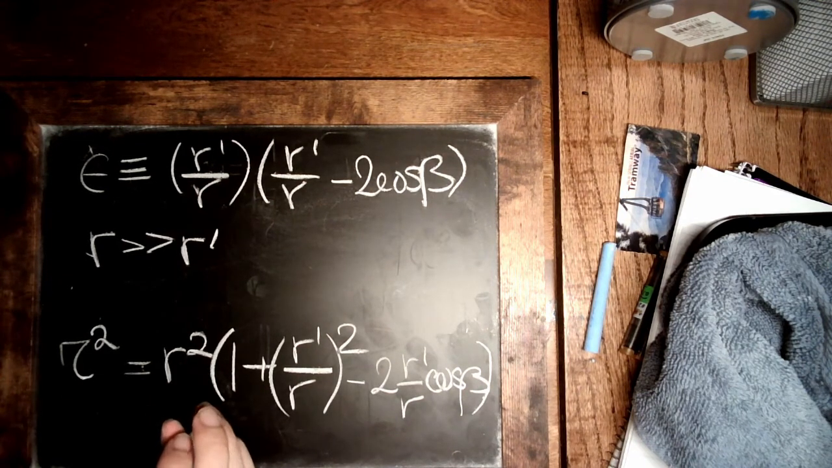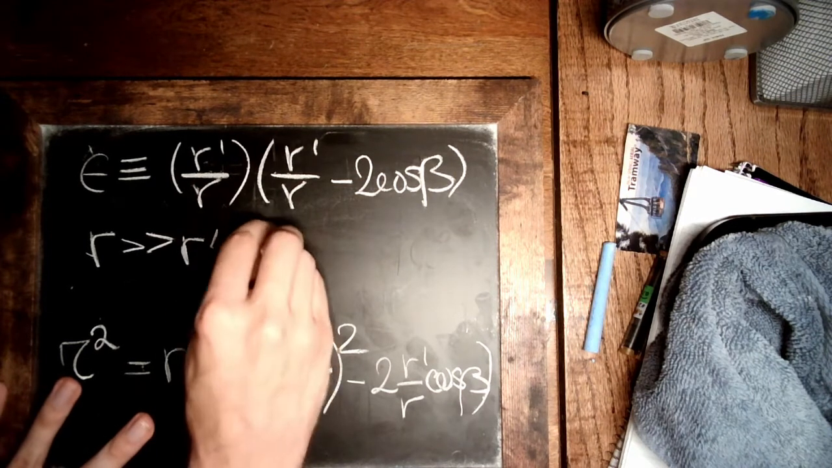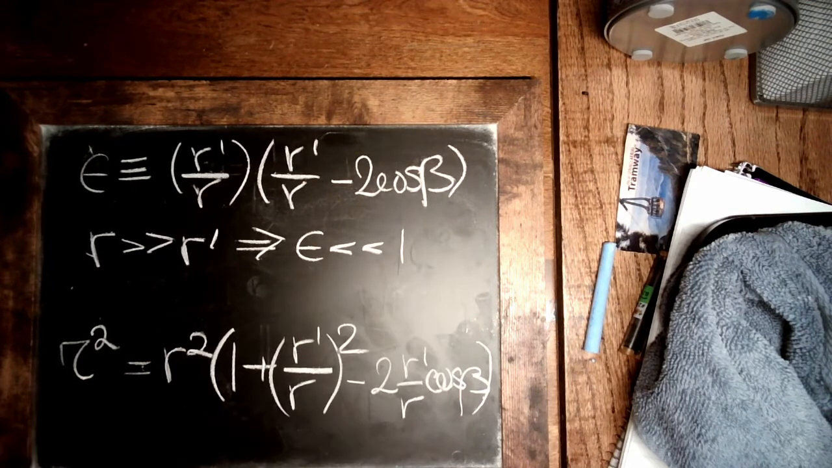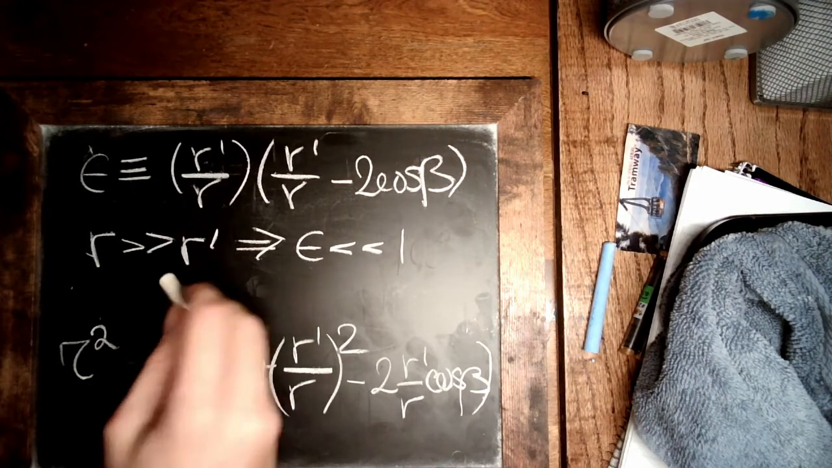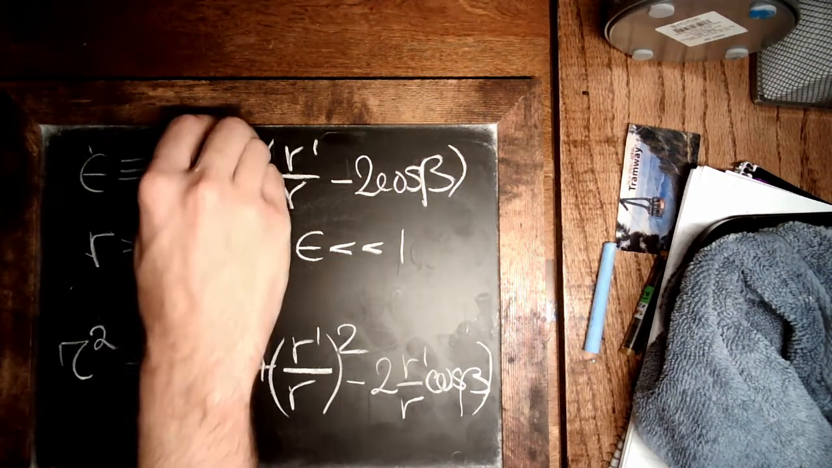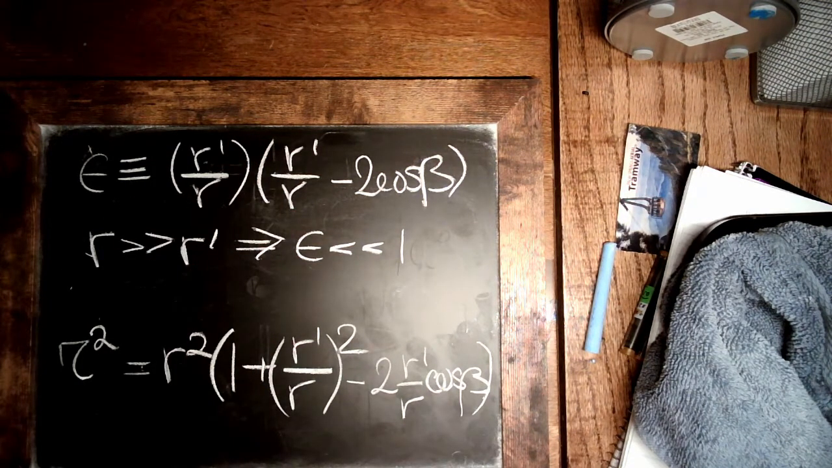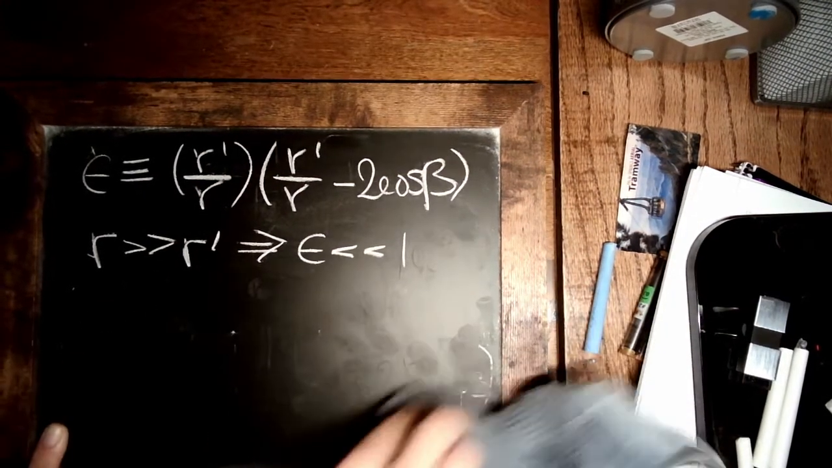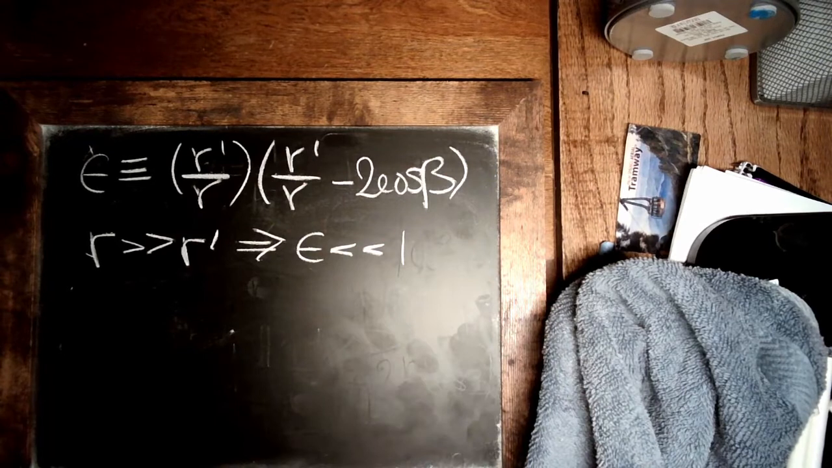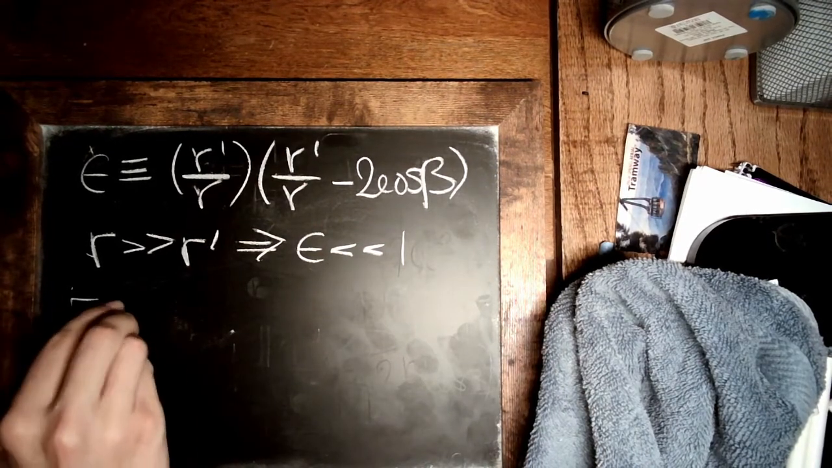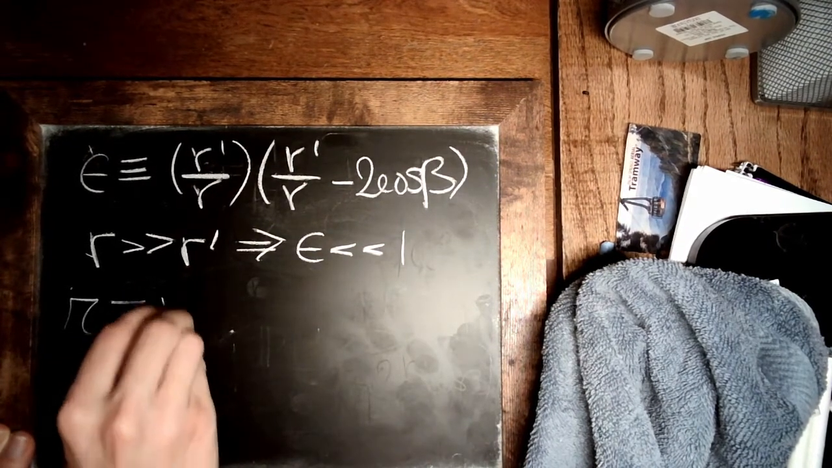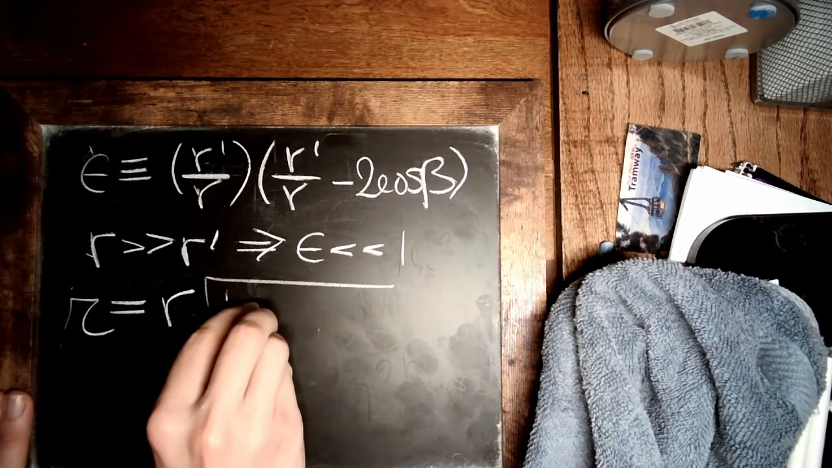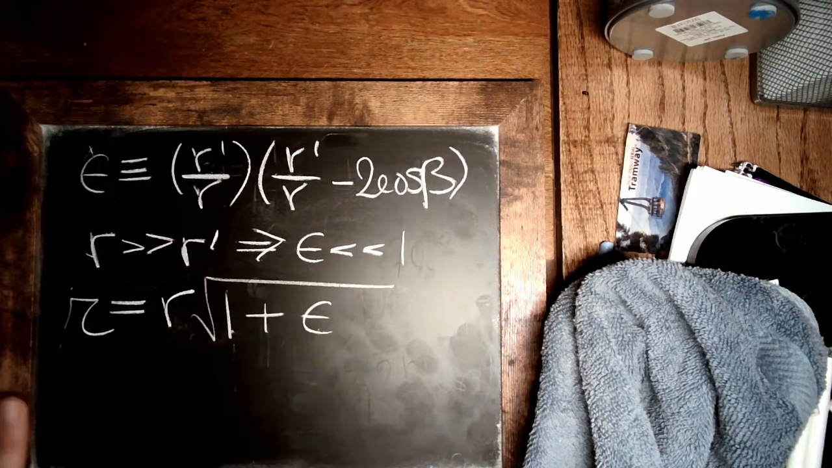This would directly imply that this epsilon is small compared to 1, because you can see the little r is in the denominator as compared to the r prime. So with that, we can actually rewrite our script r in terms of this epsilon. It's going to be equal to r this time, since we've taken a square root, times the square root of 1 plus epsilon.